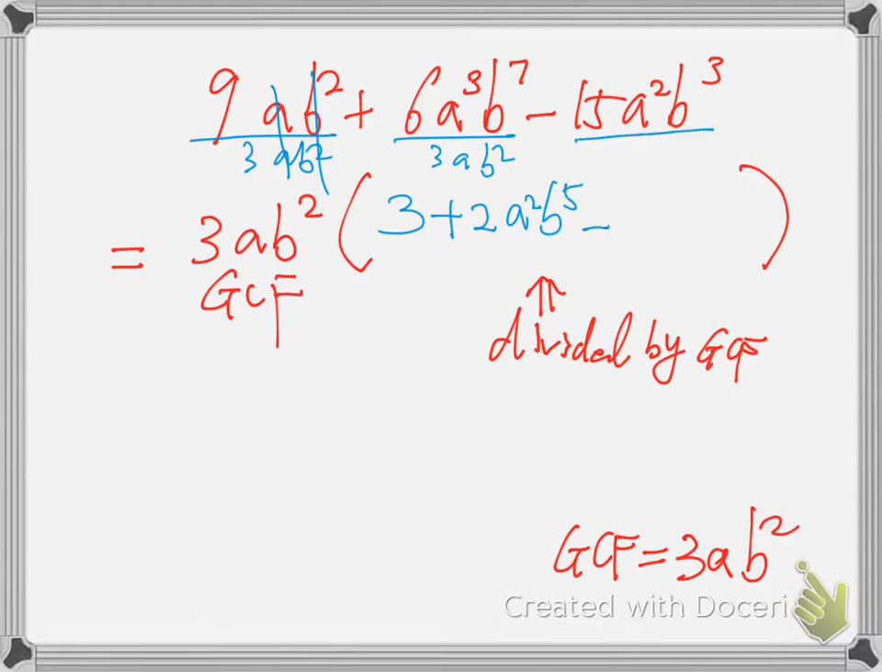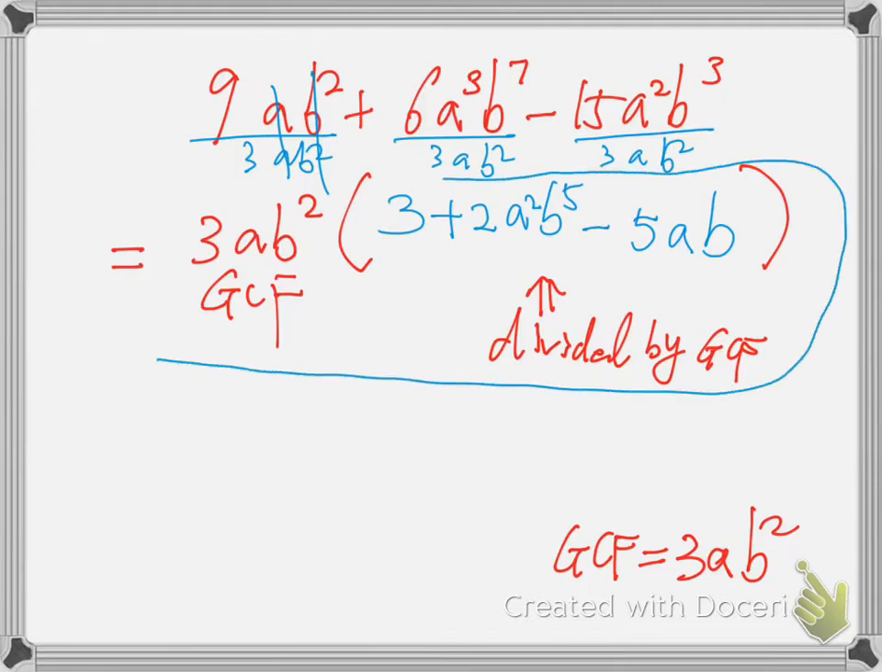Minus the last one, divided by 3ab squared: 15 divided by 3 is 5. a squared divided by a is a, b cubed divided by b squared is b, 3 minus 2. So we write the given expression as this product. So this is a product. That's called factorization. That's our goal.